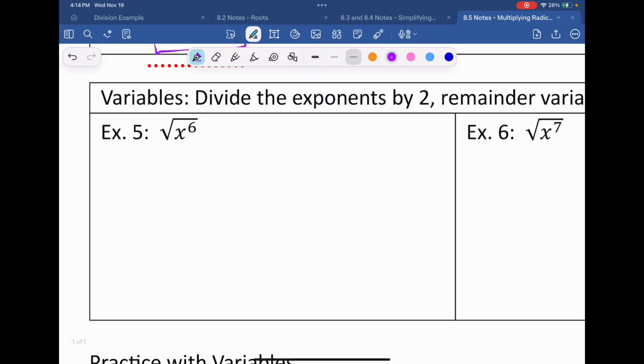All right, just to recall, square roots of an exponent: you divide the exponent by the index. So if I want the square root of x to the 6, I'm going to divide the exponent 6 by the index 2. So it gives me 3. The square root of x to the 6 is x cubed. Okay, but what if it doesn't go in evenly?